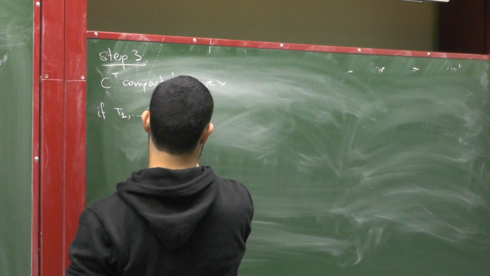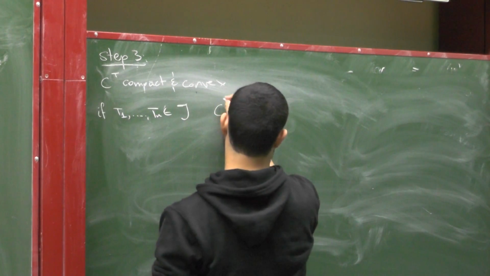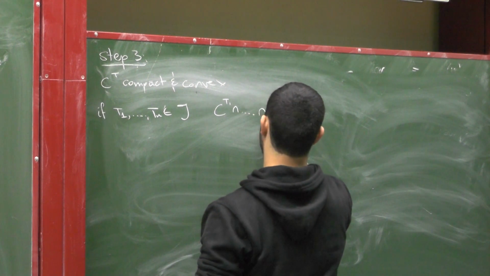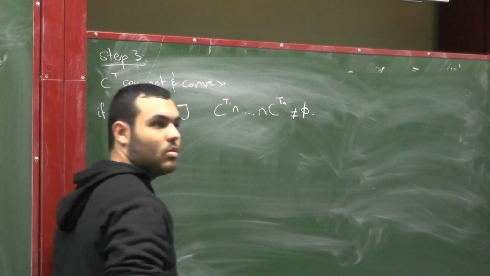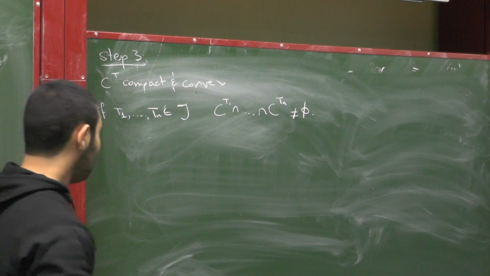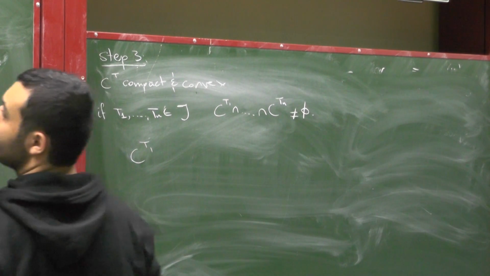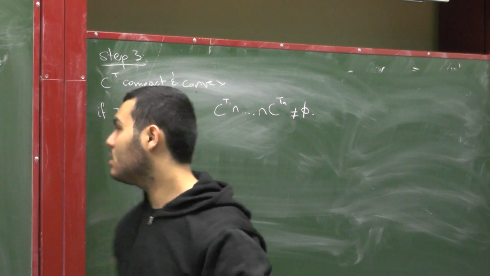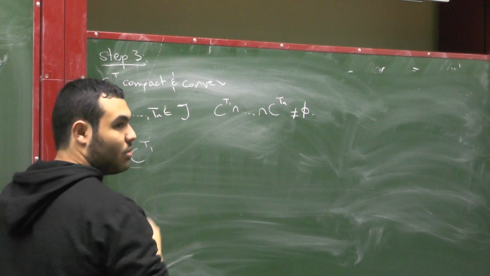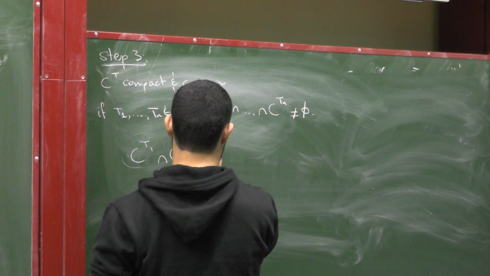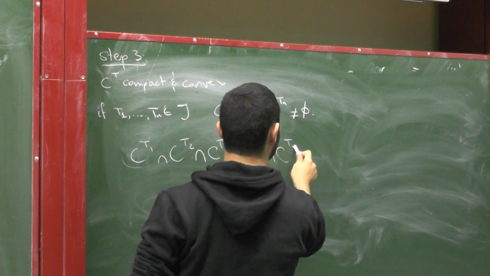If I have n operators in J, I can look at the intersection of these sets, and I claim this is non-empty. Why is that? So I know this for CT1. Now let me play this game for C, which is this set, and for the transformation, which is T2. So this is non-empty, and this is non-empty, etc.